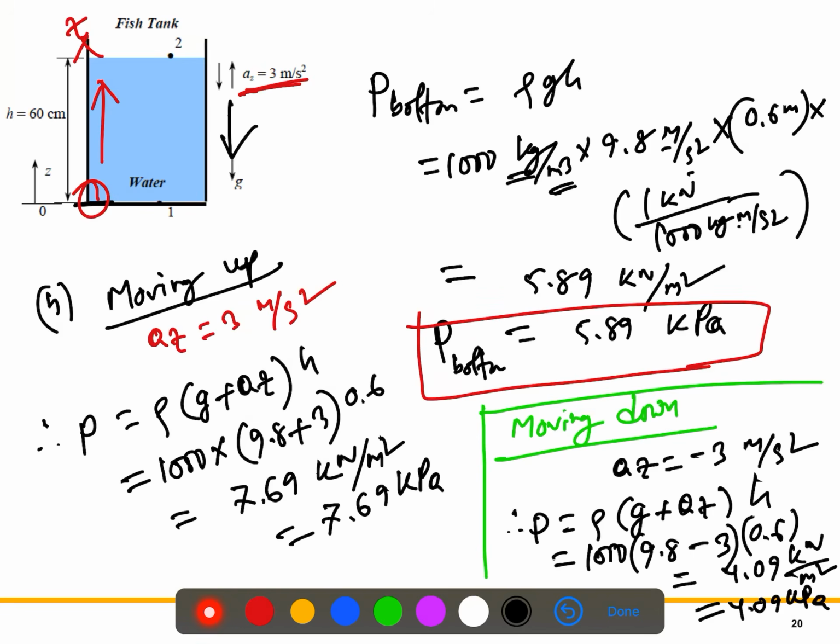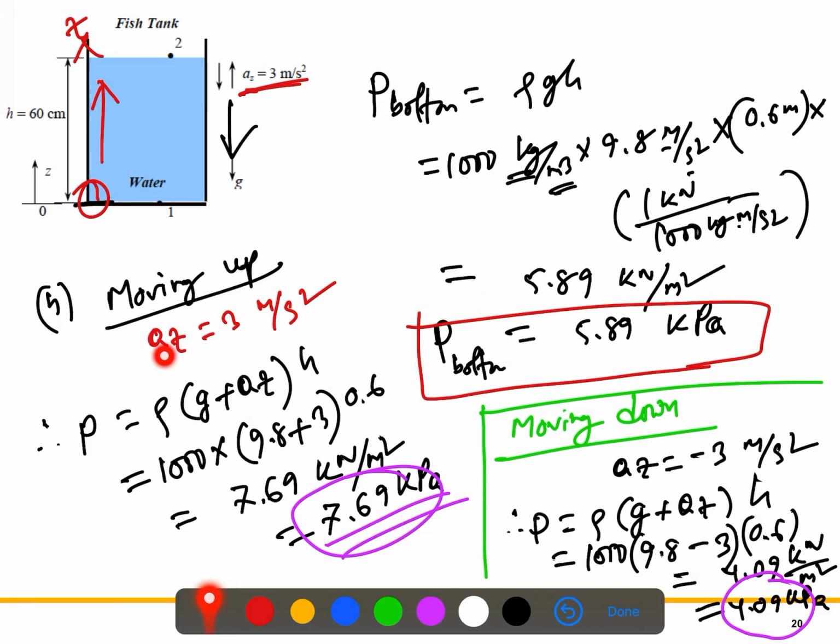What we got here is, when moving down it is 4.09, and when moving up it is almost double. So when moving up in an elevator, the pressure is almost double compared to moving down. That means the tank is under much greater stress during upward accelerations. That's the finding we got when the tank is going up. So this is how we need to solve these questions.